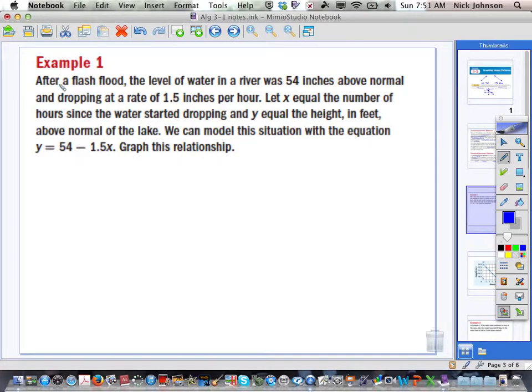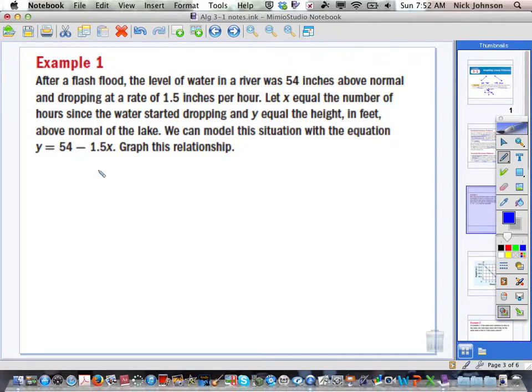If you look at example 1, after a flash flood, the level of water in a river was 54 inches above normal and dropping at a rate of 1.5 inches per hour. Let x equal the number of hours since the water started dropping, and let y equal the height, in feet, above normal of the lake. We can model this situation with the equation y = 54 - 1.5x. Graph this relationship. Well, first of all, I'm going to plug in some numbers for x.